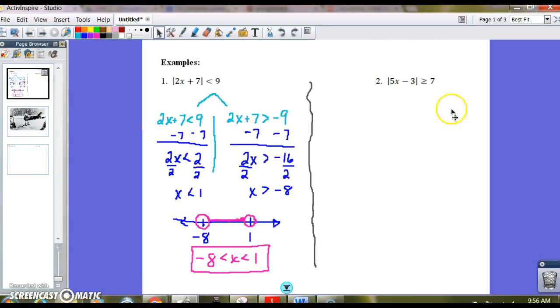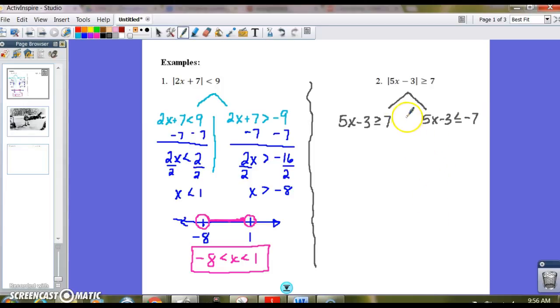Okay, let's look at the second problem. Problem number 2. I'm going to set it up just like I did with problem number 1. I'm going to set up two inequalities. I have my absolute value all by itself. So I'm going to set up my two inequalities. I've got 5x minus 3. Take it out of the absolute value, leave everything else the same. And for my second inequality, take it out of the absolute value, flip the inequality, and change the sign.